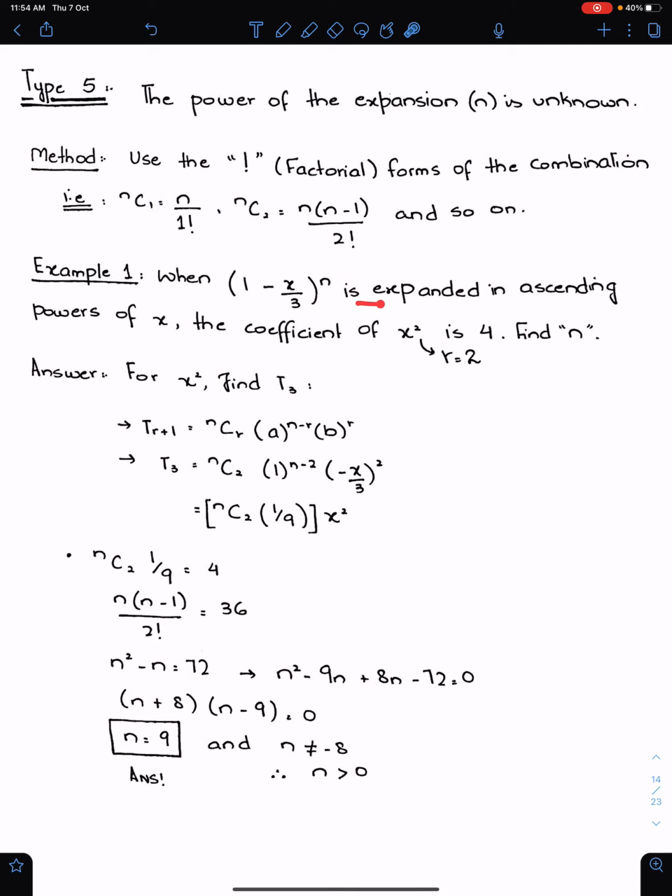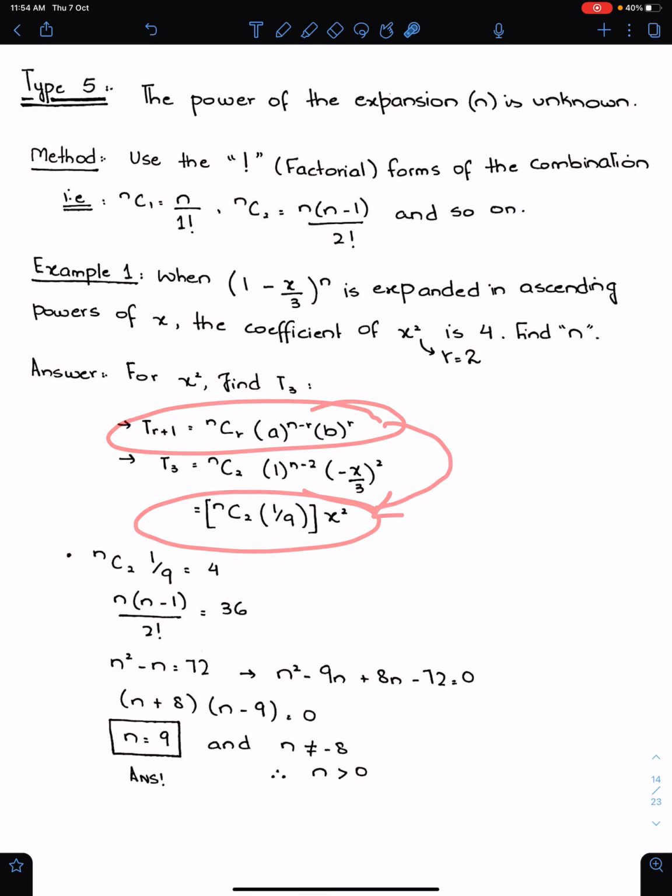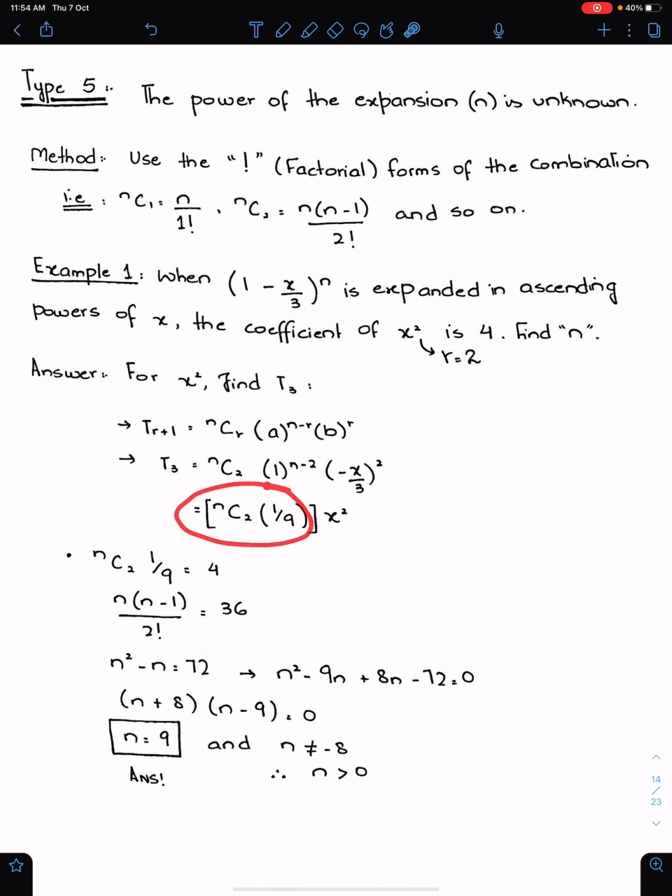So when this is expanded in ascending powers of x, the coefficient of x square is 4. Find n. Coefficient of x square means r is 2, because this expansion is simple, so you can predict the term. For x square, find t3. When you find t3, you will get this thing with the help of this formula. So this coefficient is 4. Just need to equate this with 4. Now you need to simplify this with the help of this. When you solve this, you will get two values. Make sure you take the positive value, because n is a positive integer.